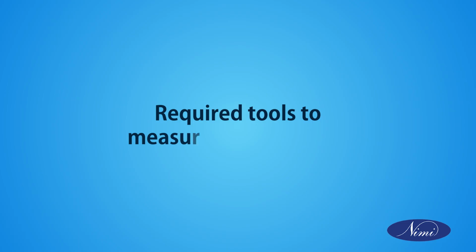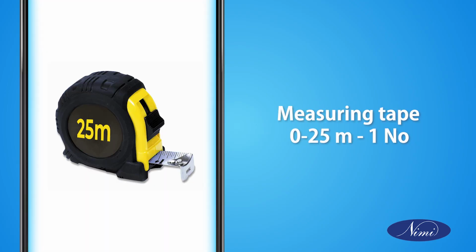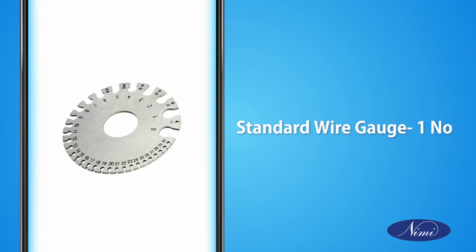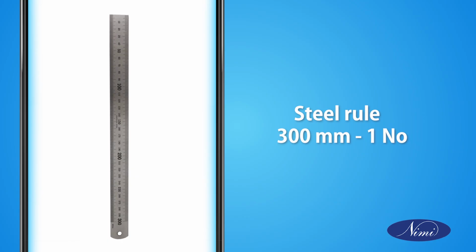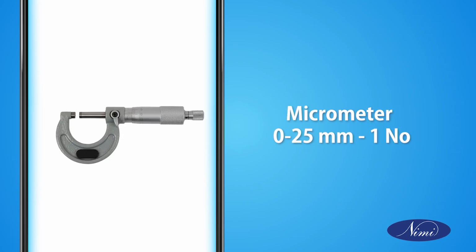Required tools to measure the costs are measuring tape 0 to 25 meter, 1 number. Standard wire gauge, 1 number. Steel rule 300 mm, 1 number. Micrometer 0 to 25 mm, 1 number.